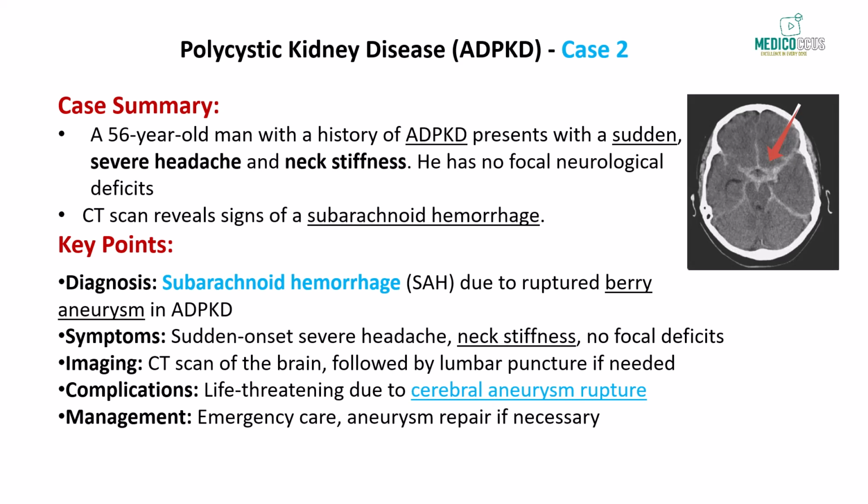These aneurysms often arise in the circle of Willis and may rupture, causing the sudden onset of a thunderclap headache. CT imaging of the brain is the preferred initial diagnostic tool, and if the scan is negative but clinical suspicion remains high, a lumbar puncture should be performed to check for xanthochromia. This is a high-yield point to remember for exams.